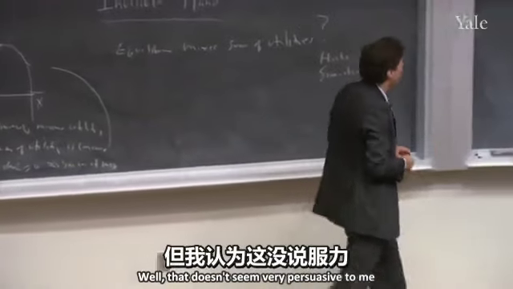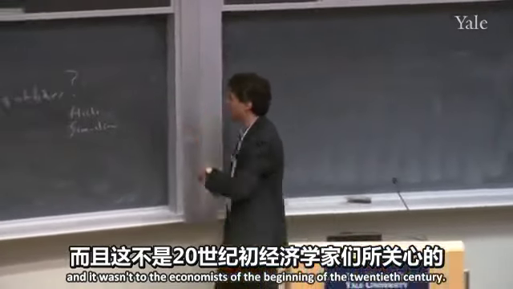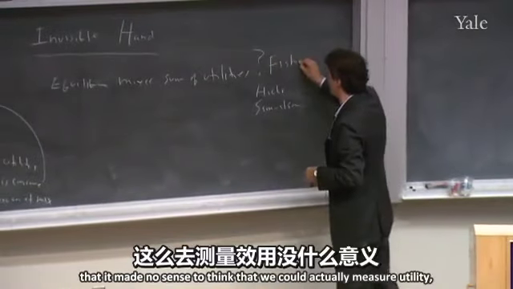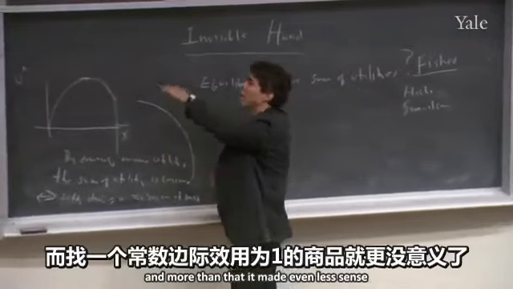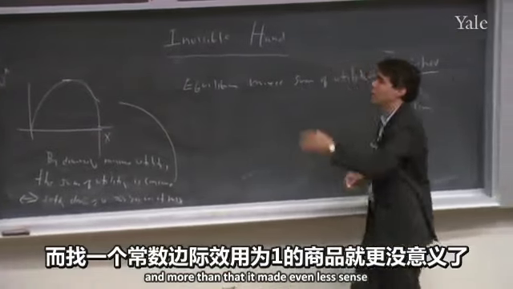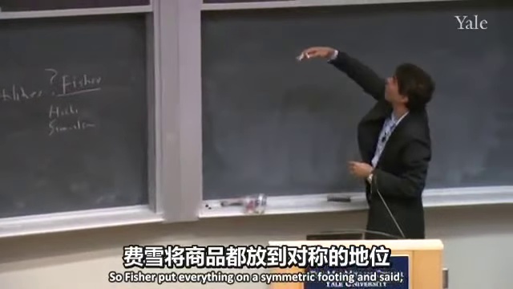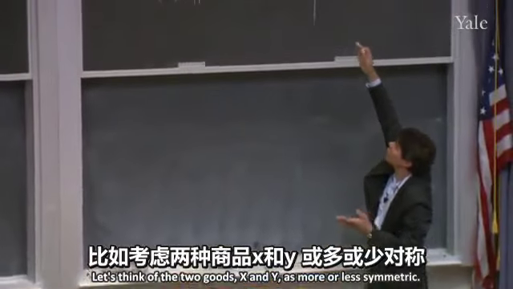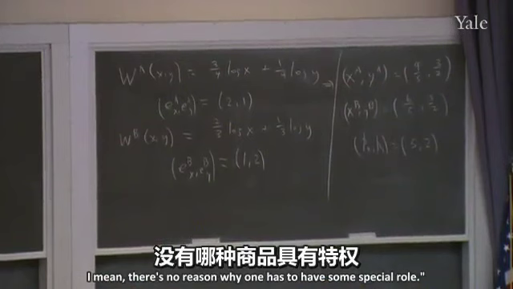Well, that doesn't seem very persuasive to me, and it wasn't to the economists at the beginning of the 20th century. They all argued, starting with Irving Fisher, that it made no sense to think that we could actually measure utility, and more than that, it made even less sense that there be some good that had constant marginal utility of 1. So Fisher put everything on a symmetric footing and said, let's think of the two goods, x and y, as more or less symmetric. I mean, there's no reason why one has to have some special role.